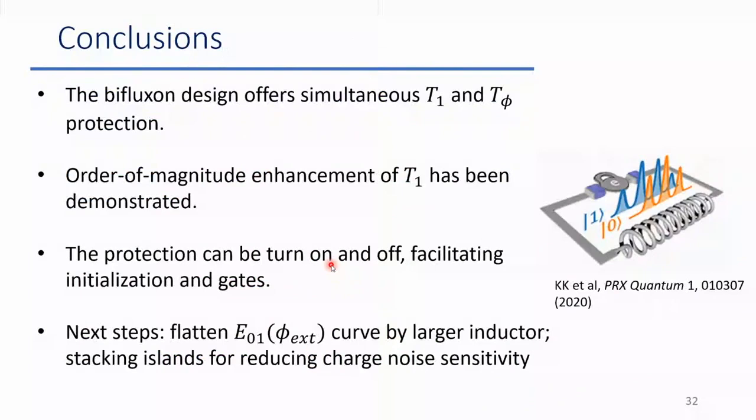So to conclude, we have a design which potentially offers simultaneous T1 and T2 protection. We already demonstrated that it's indeed T1.